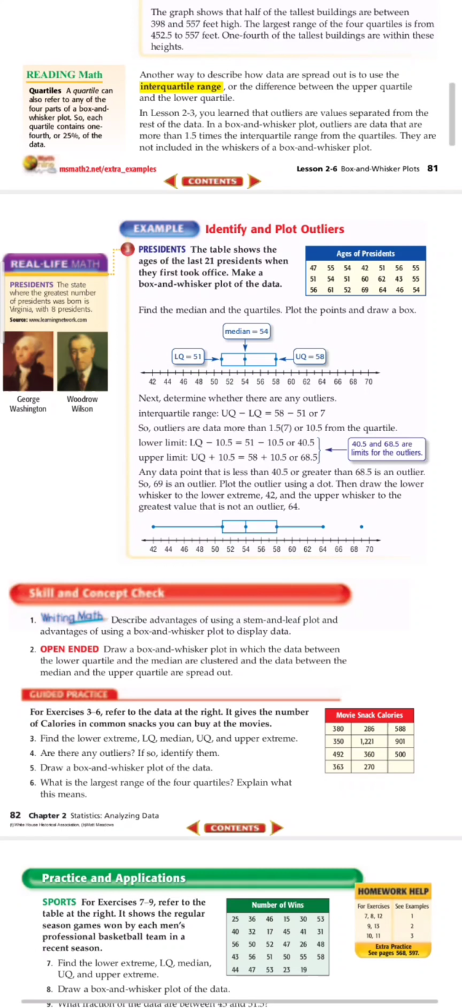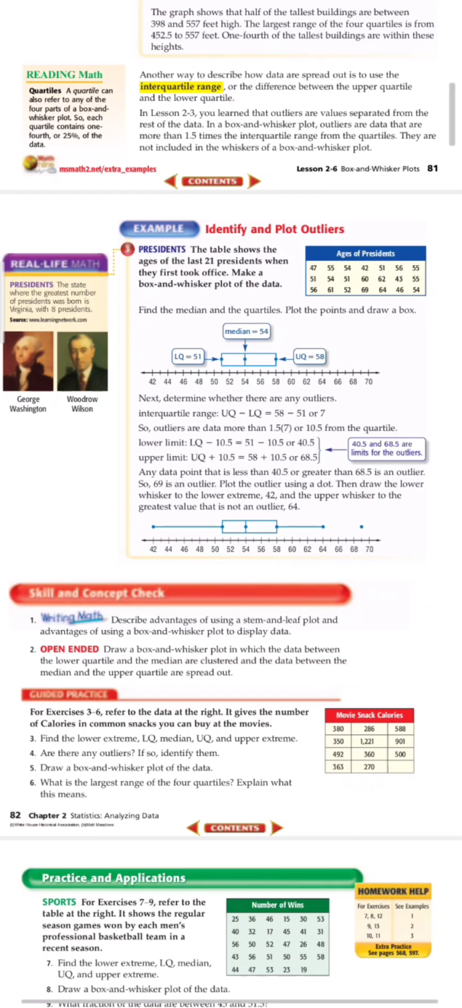Skill and concepts check. 1. Writing math: describe an advantage of using a stem-and-leaf plot and an advantage of using a box and whisker plot to display data. 2. Open-ended: draw a box and whisker plot in which the data between the lower quartile and the median are clustered, and the data between the median and the upper quartile are spaced out.